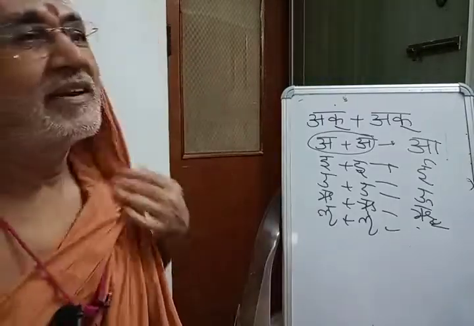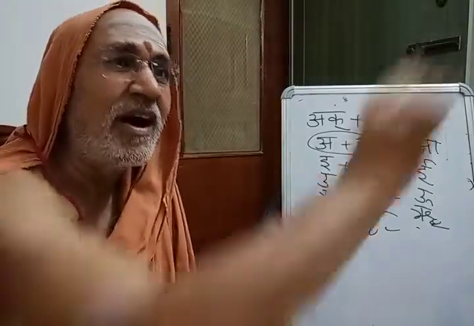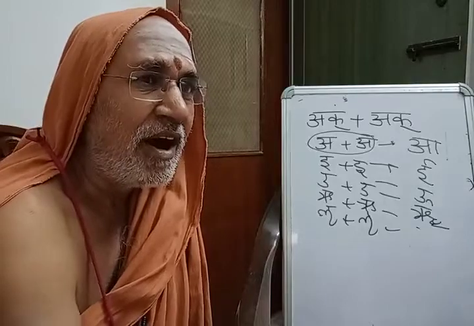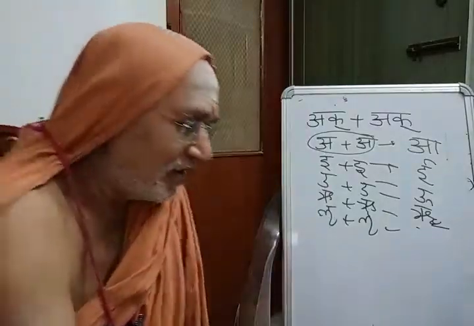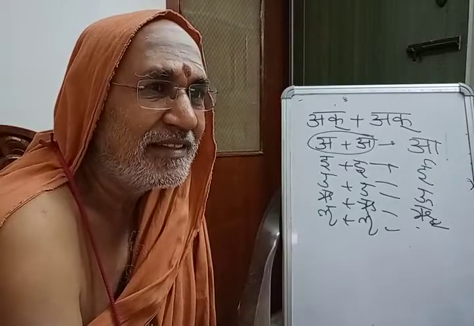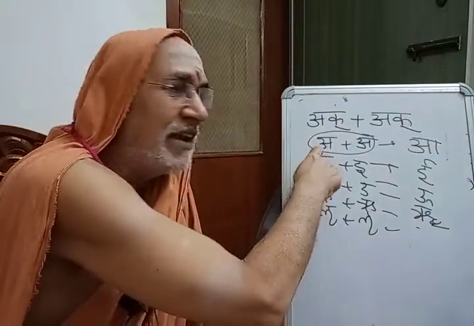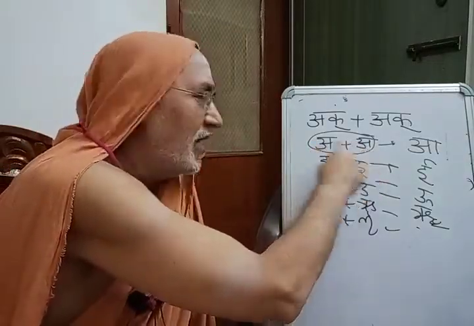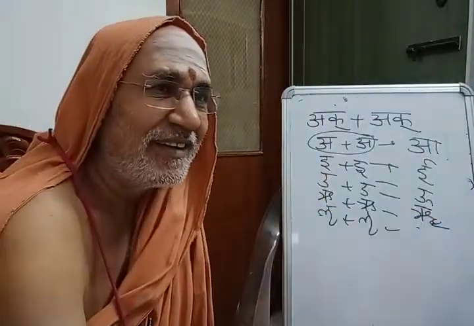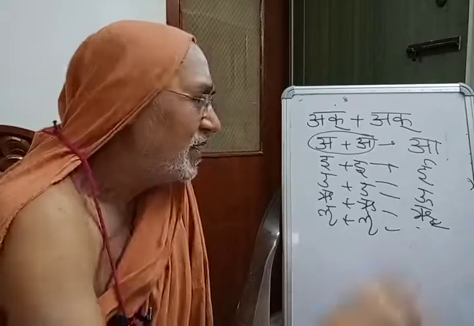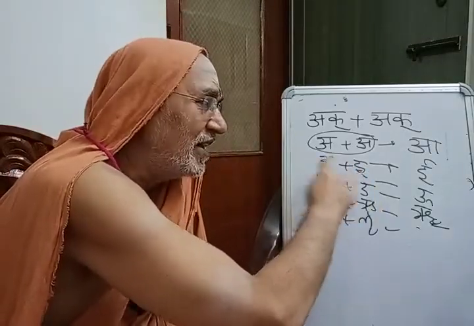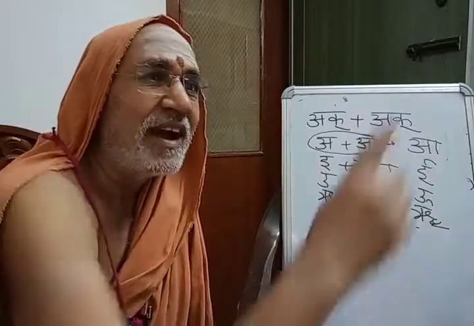Savarna Dirgha means, Rama plus Ayanam, we say Ramayanam. Any A coming together becomes a long one. What are the other examples? Deva plus Alaya. Deva ending in A, Alaya beginning with A, joined together becomes only one long A: Devalaya. Isn't it? Giri plus Isha. Giri ends in I, Isha: Girisha. Kavisha, like that.